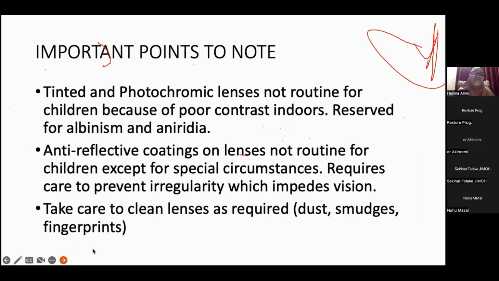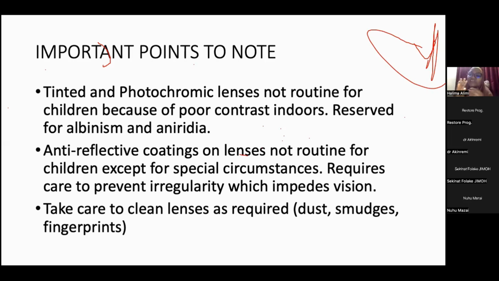Now, again, still with our important points to note, we've talked about photochromic lenses. They're usually not routine for children, especially tinted lenses, because indoors the tints become a disadvantage. But I have said that we reserve them for certain cases. This will be required, cared for, otherwise it becomes irregular.